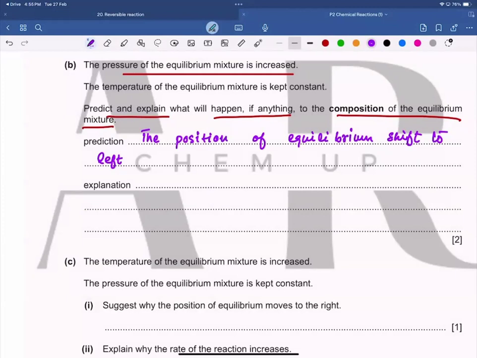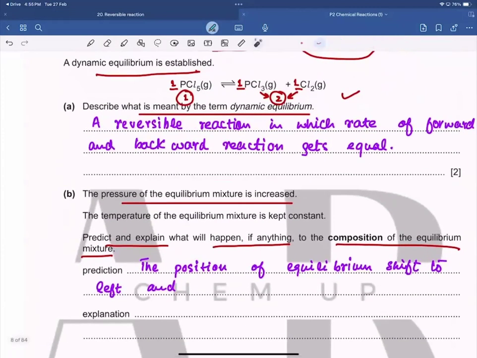Okay. To the left. And if I talk about the concentration of these, what happens to their concentration? Would it decrease or increase? If you are saying the equilibrium is shifting, when we increase the pressure, where is the equilibrium shifting? To the left, to the reactant side. So what will happen to their concentration? Decrease. And what will happen to this concentration?